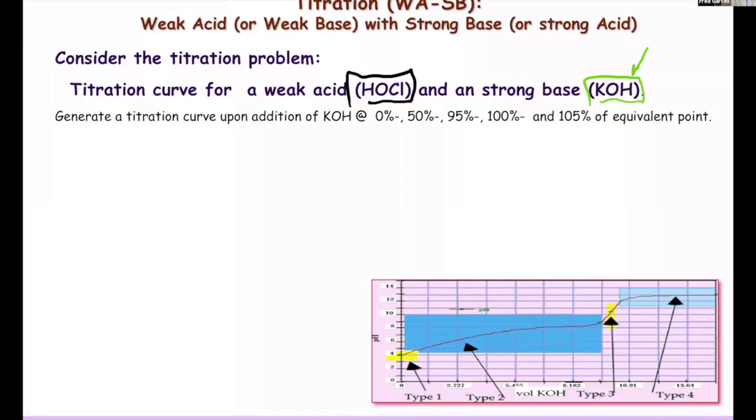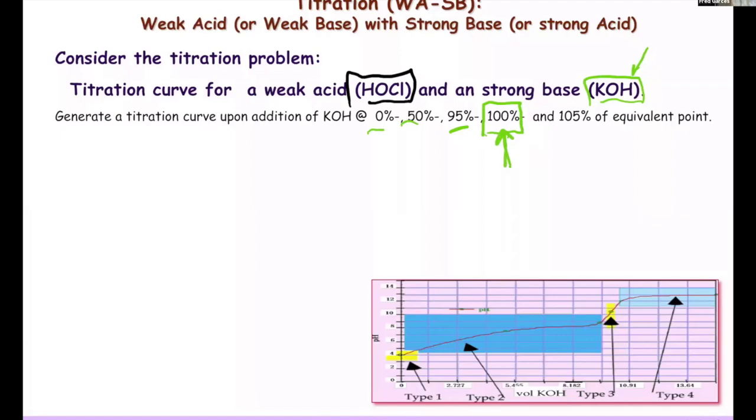Okay, generate a titration curve between 0%. So 0% just means that 0 titrant was added. 50% means that 50% was added so that you're 50% to the equivalence point. 95% means that enough titrant, potassium hydroxide, has been added so that you're 95% to the equivalence point. 100% means that you're at the equivalence point, and 105% means that enough volume has been added that you're 105% past the equivalence point. Now, the key here is that you need to focus in on that 100%.